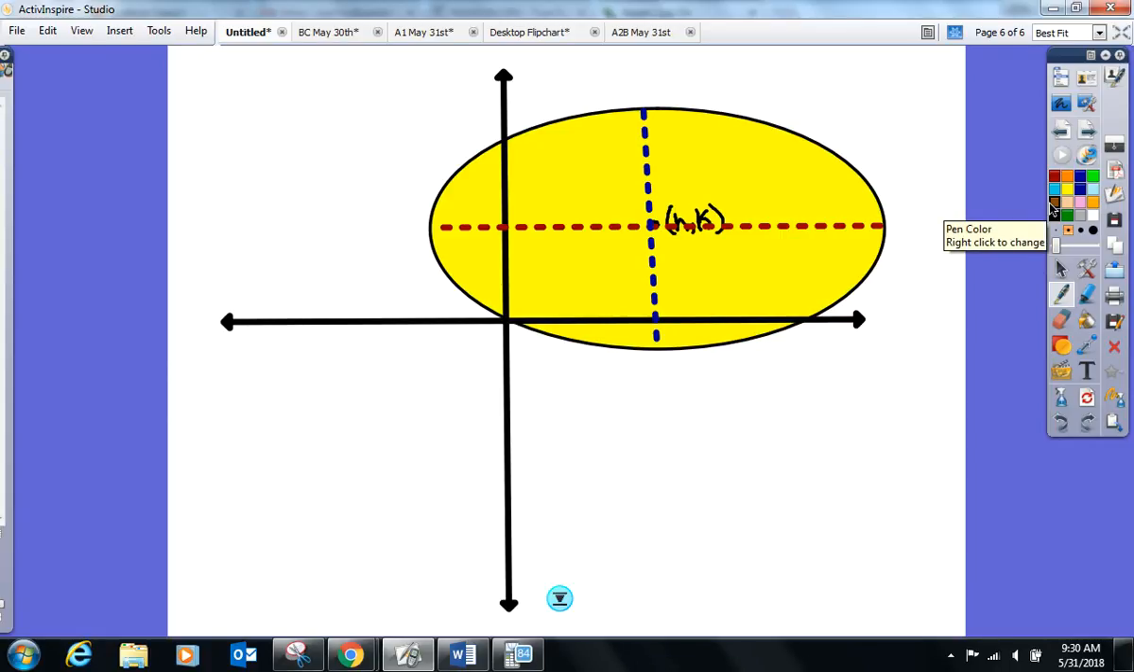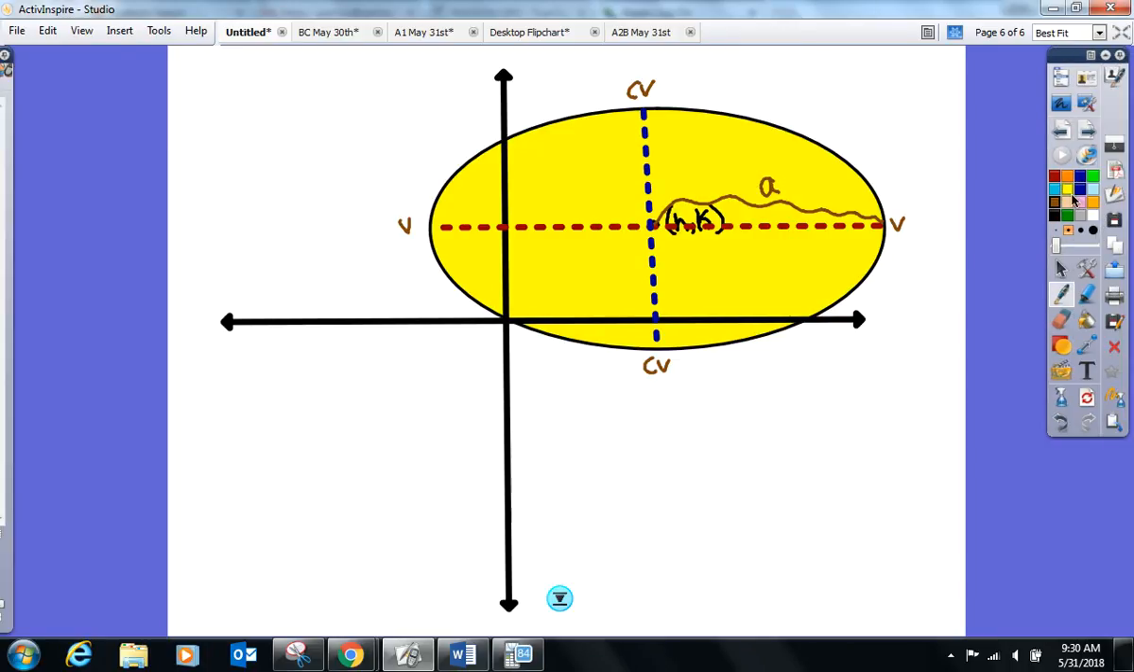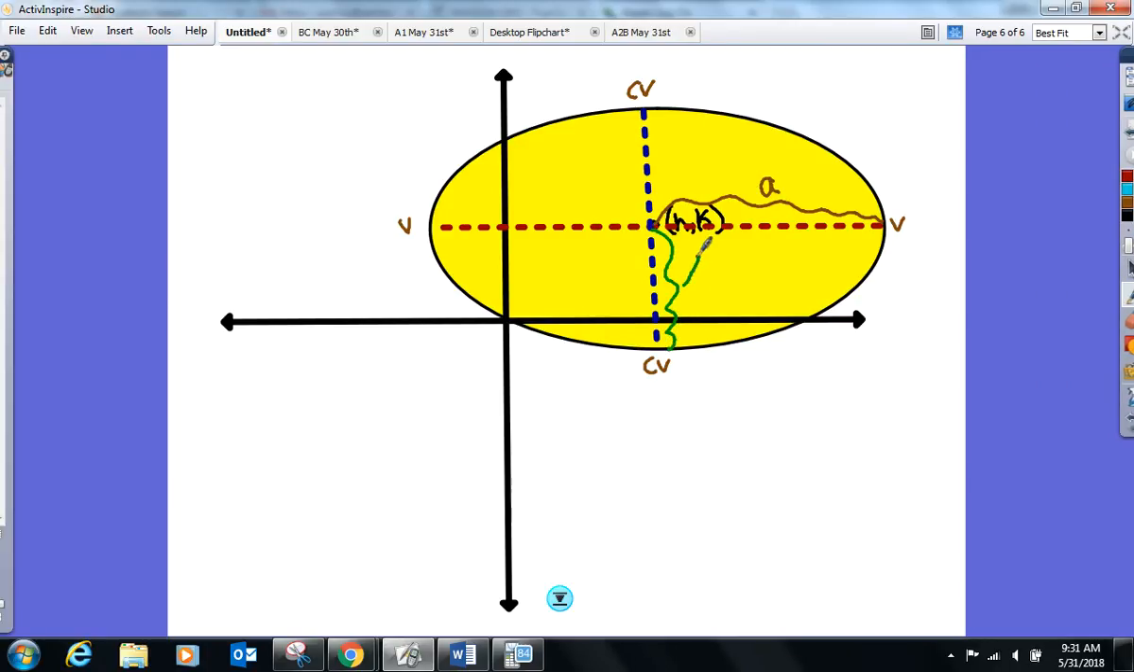The distance from the center to a vertex. So here you go: vertex, vertex, co-vertex, co-vertex. The a value is the distance from the center to one of the vertices. There's your a value. You square that value to put it into the equation. Where does the b value come from? One of the co-vertices there. Okay, so different color. From here to here on the y-axis, there's your b value. I square that when I put it into the equation.